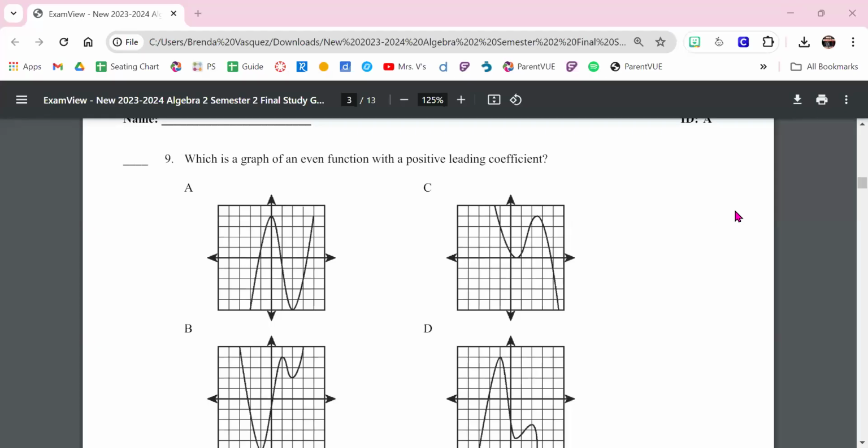On to the next one. Number 9. Which graph is an even function with a positive leading coefficient? So if you guys recall, there are 4 types of polynomial graphs that I taught you. Let me create some space just so I can have it here.